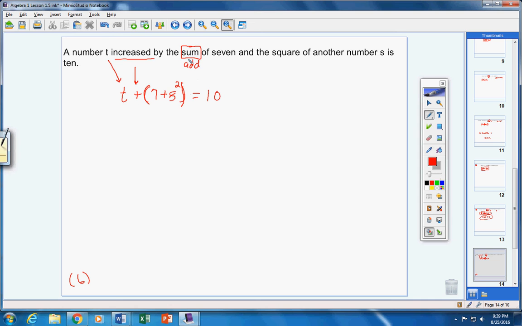My sum is, what am I adding? What am I summing? 7 and s squared. So 7 plus s squared. Then it says is equals, and then 10. So I put a 10. And there, my math geniuses, is the answer. Okay? Alright, problem number 7.